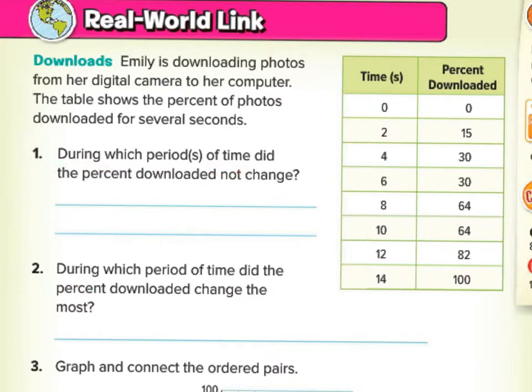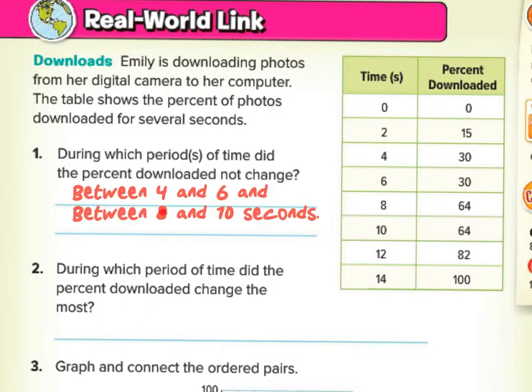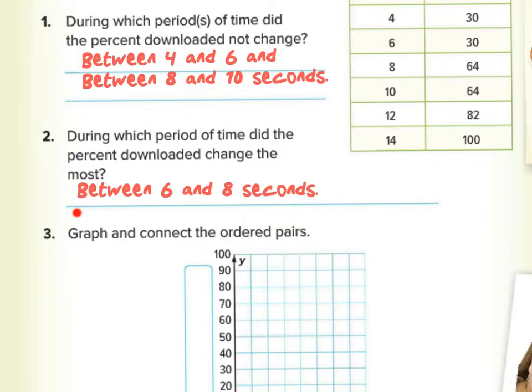During which period of time did the percent downloaded not change? Between 4 and 6 and between 8 and 10 seconds. So here, between 4 and 6 and 8 and 10 seconds, there is no change. During which period of time did the percent downloaded change the most? So at which point did we have the biggest jump? I would say right here, right? It jumped by 34. So between 6 and 8 seconds.